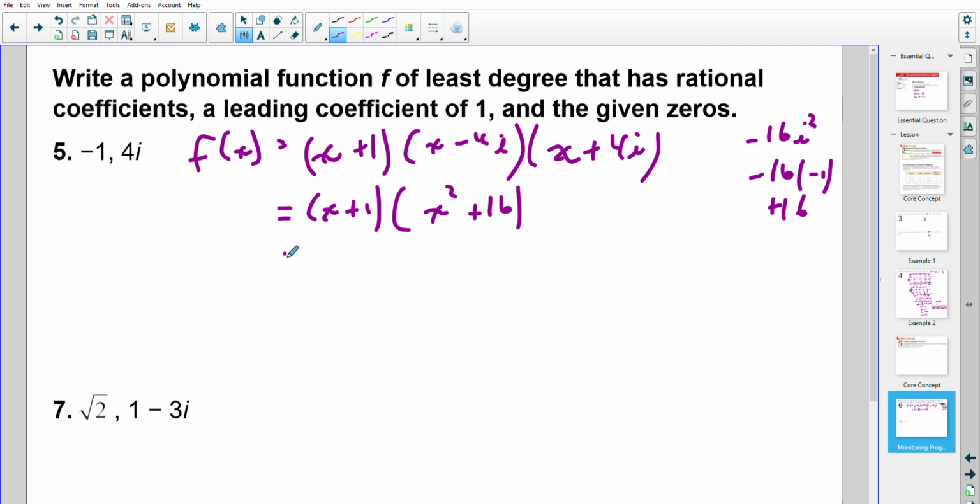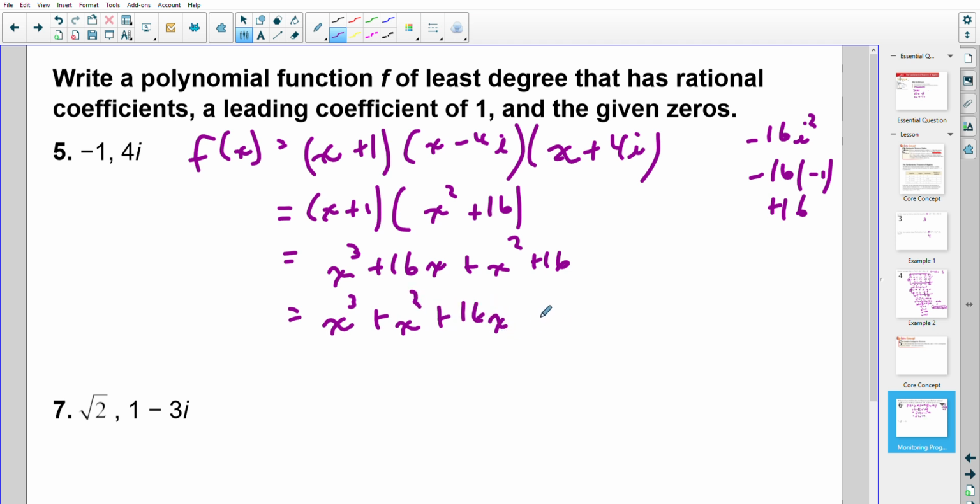So I'm almost done. Now I just have to use a distribution, double distribution. So that becomes this, and multiplying the 1 through, and then putting it in order, x to the third plus x squared, gives me that for my f of x.